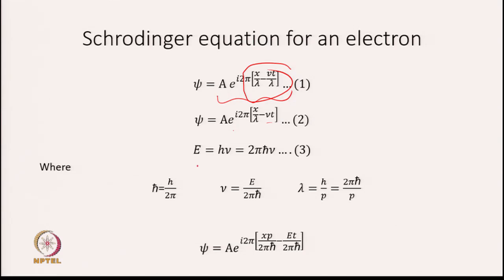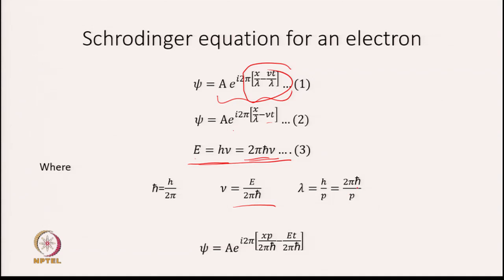And now, we know that E is equal to h nu, and we can write this as 2 pi h bar nu. You divide by 2 pi and multiply by 2 pi, since h by 2 pi is h bar. So, you can write the energy as 2 pi h bar nu. So, nu will be given by E divided by 2 pi h bar, and we know that lambda is equal to h by p.